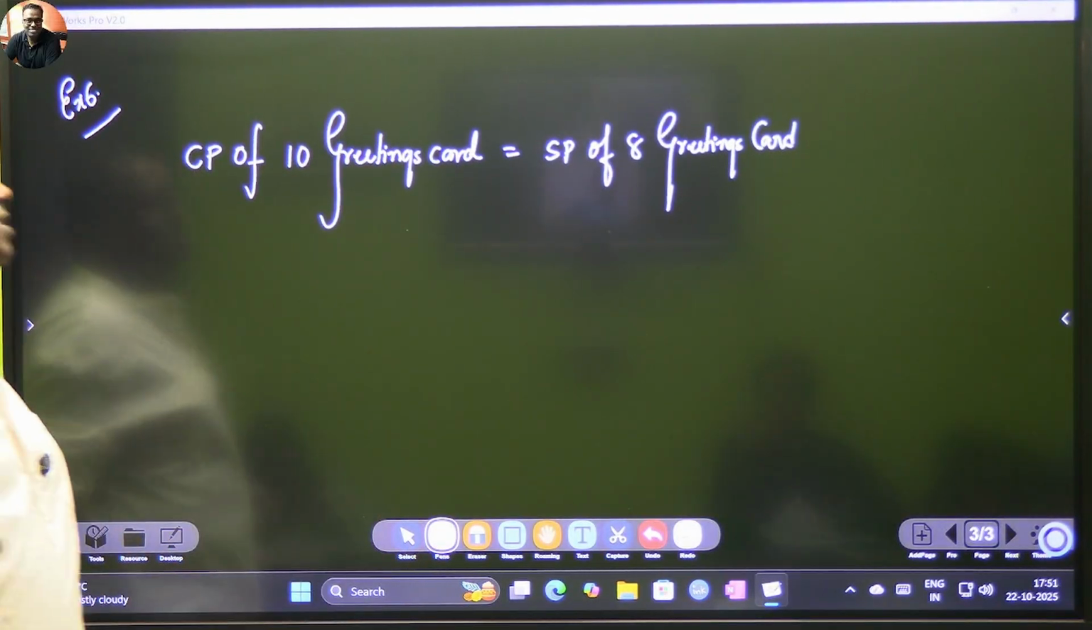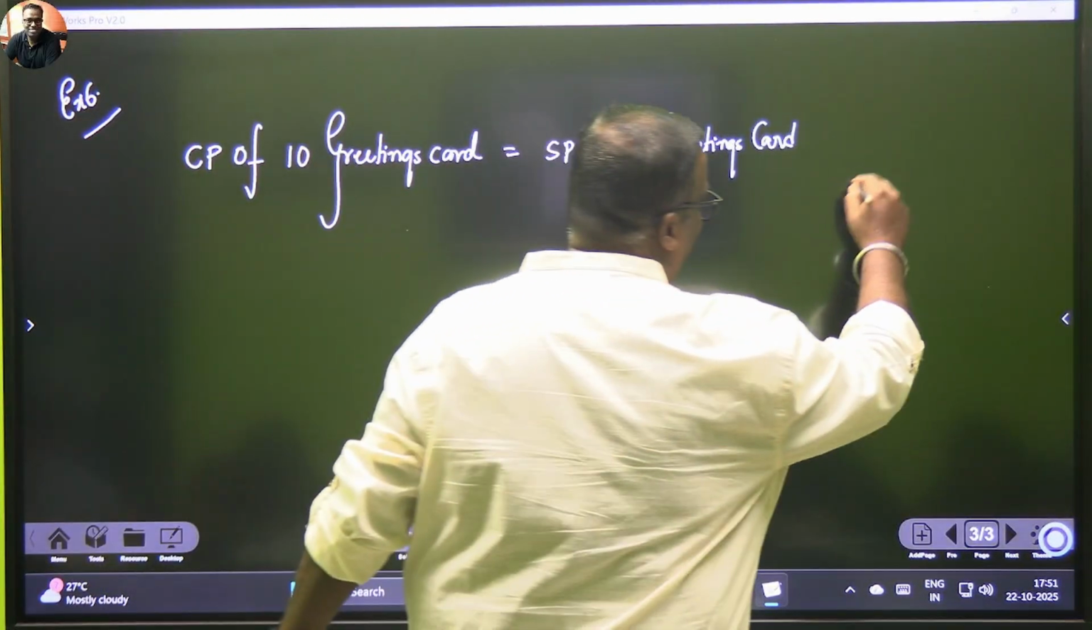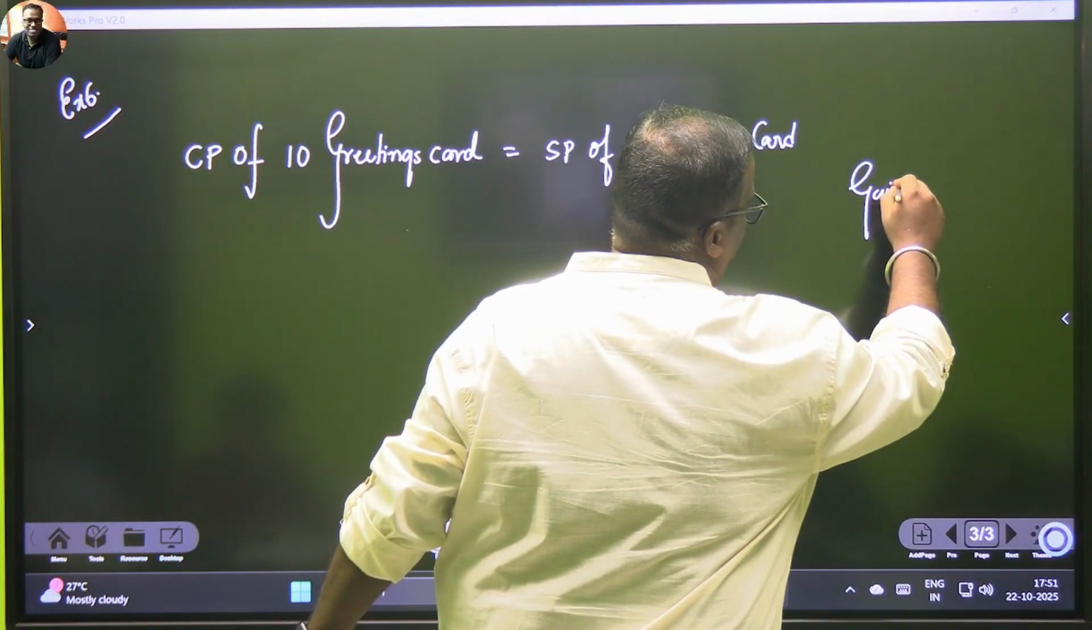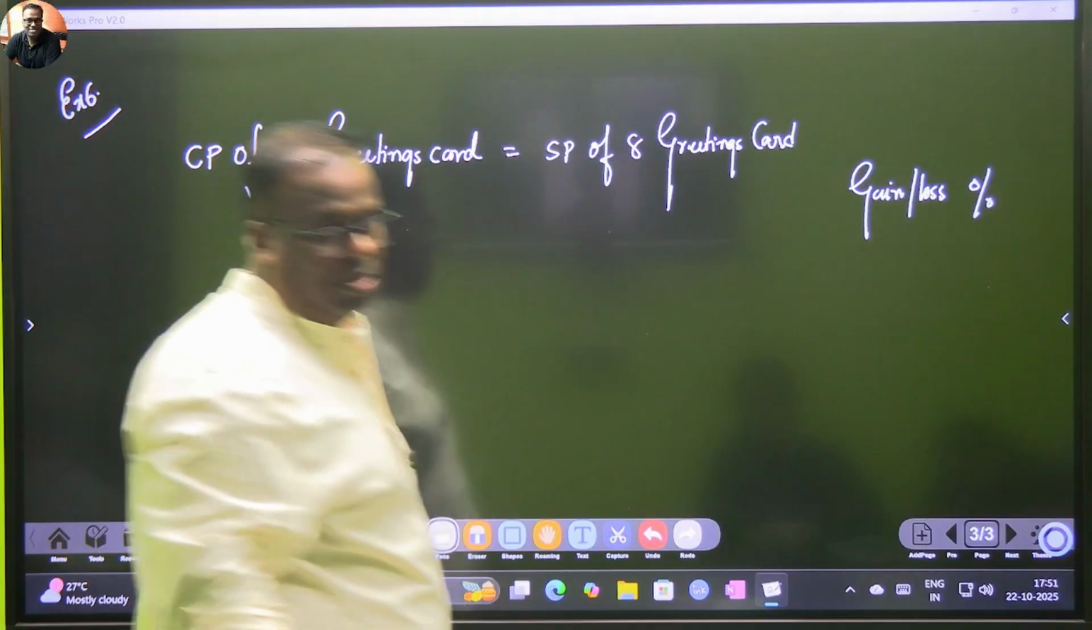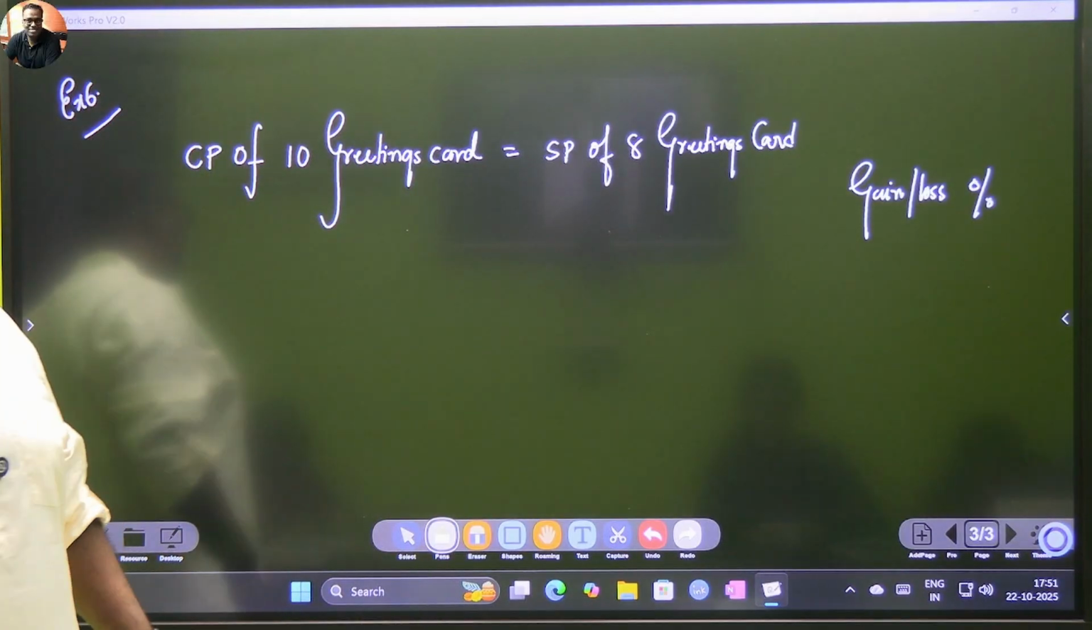Now they're asking us to find the gain or loss and find the percentage. Let's look at this problem. Rather than copying, try to understand.